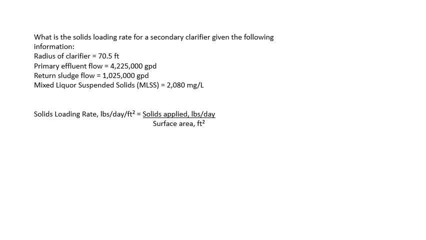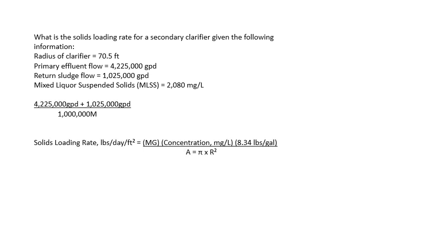So the solids loading rate formula: solids applied, pounds per day, divided by surface area, square feet. And I like to expand my formula out, so solids loading rate is equal to the million gallons times the concentration in milligrams per liter times 8.34 pounds per gallon. This time they gave us a radius of a clarifier, and the area of a circle is pi times radius squared. So the first step is going to be to add the primary effluent flow to the return sludge flow and then divide it by a million to get it in million gallons a day.